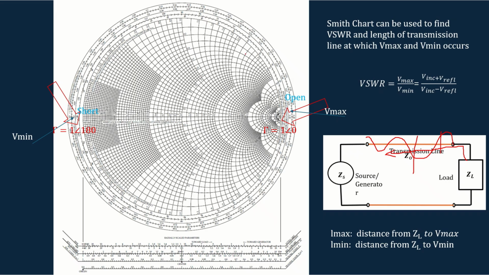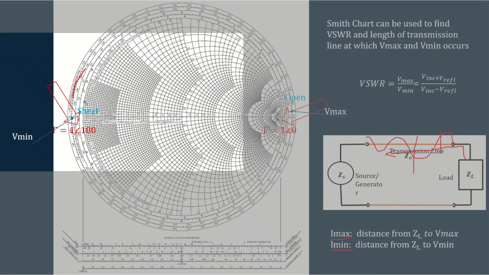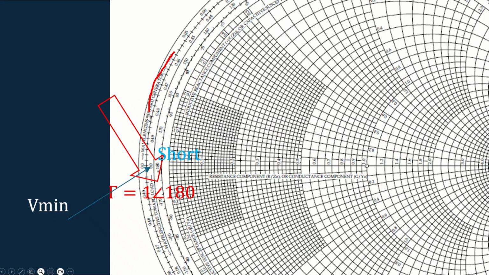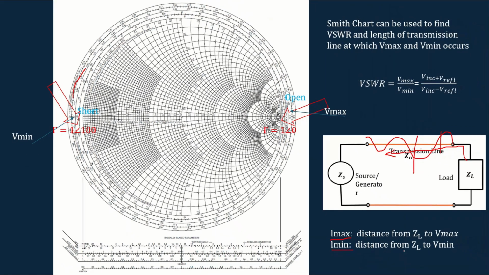For this purpose, we can use wavelengths towards generator, because we have to consider the length from the load towards the source to find the position of the V maximum and V minimum. Here you can see the wavelengths towards generator scale. You can use this to find the position of Vmax and Vmin.